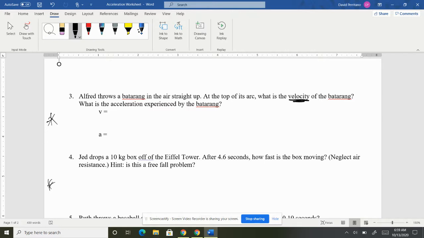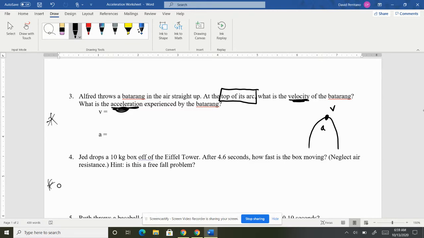So, we're being asked to find velocity and acceleration, specifically at the top of its arc. Okay? At the top. That's key to remember. I specifically wanted to go over this because you need this answer to do a lot of the other problems. So when you throw something straight up in the air, we're focused on the top. We want to find velocity and we want to find acceleration.